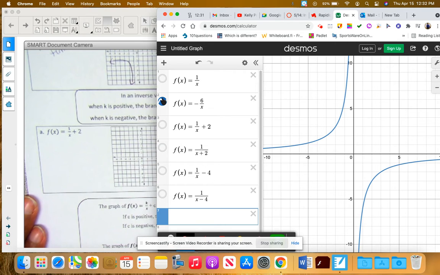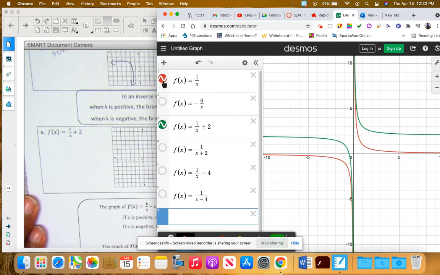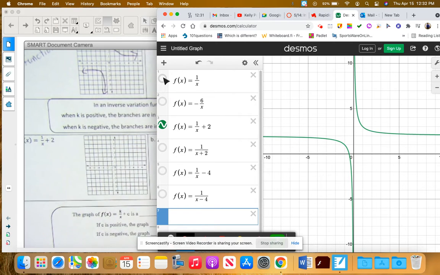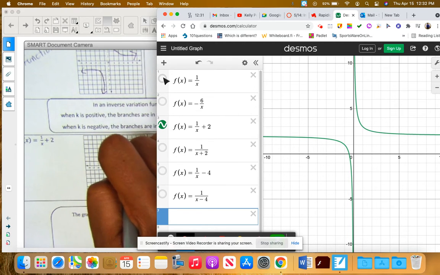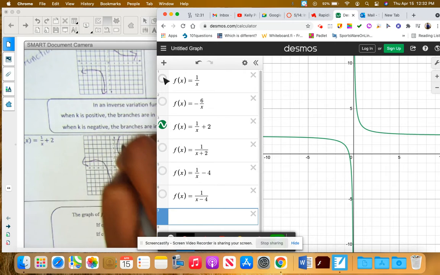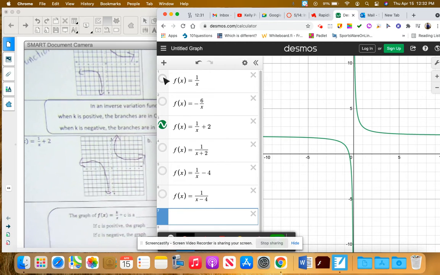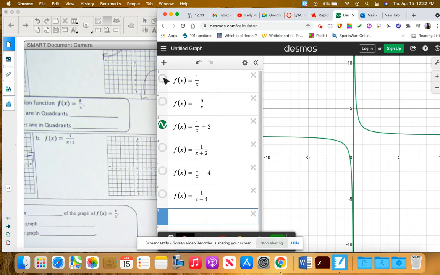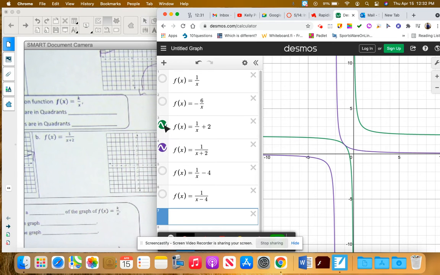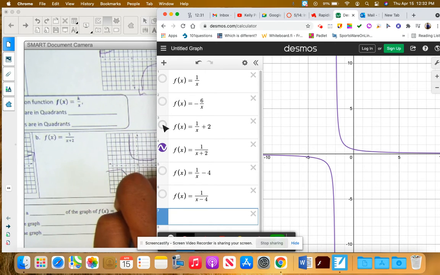I also typed in 1 divided by x plus 2 into Desmos. This function looks like this. I got a branch up here, and then I have a branch that comes right here. So right now, you should just be writing your equations down and sketching them on a paper, and we're going to go back in just a minute and talk about our transformations. And the last one, let's see what the last one looks like. It's this purple one that's here. Goes there, and then it comes over here.